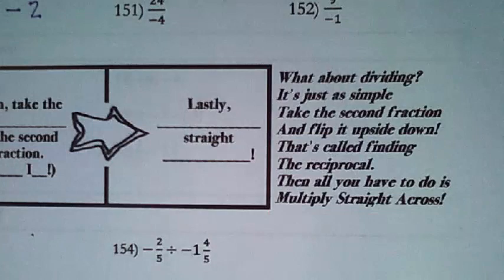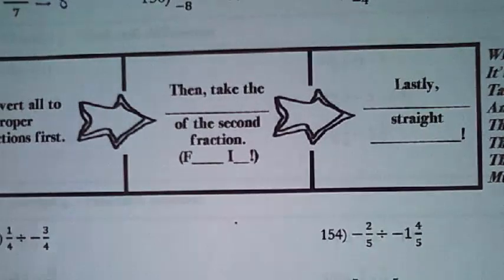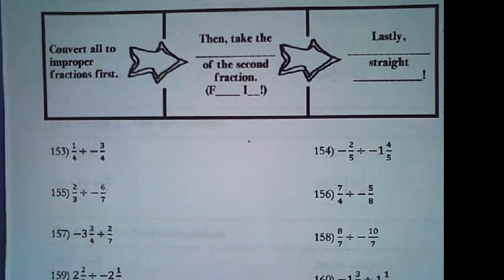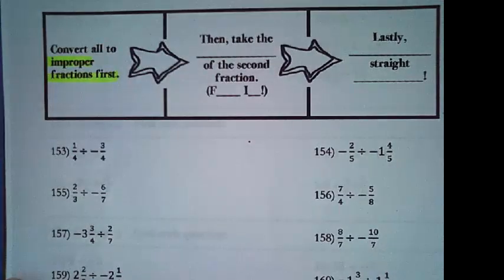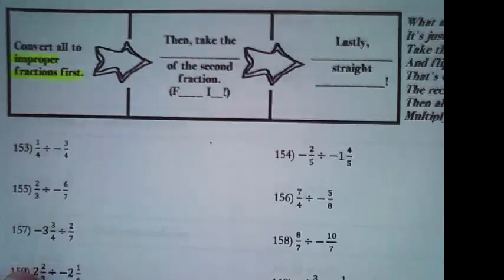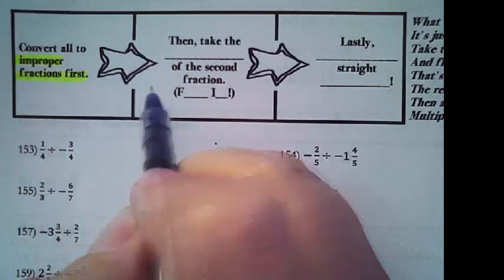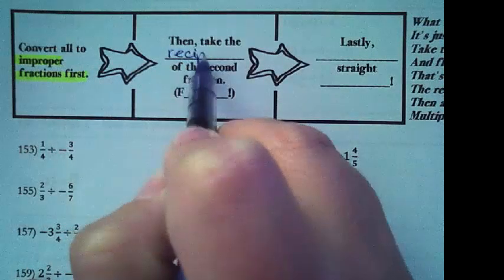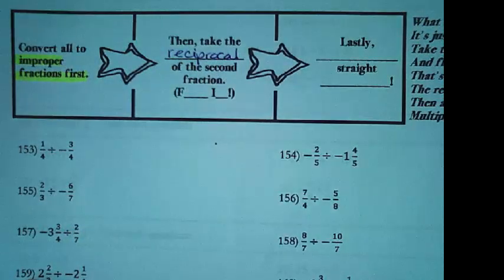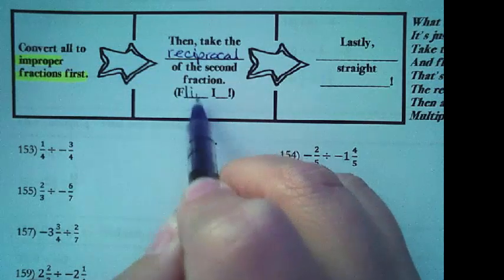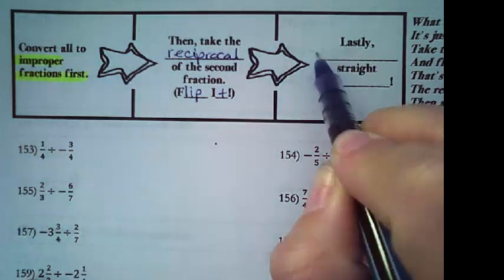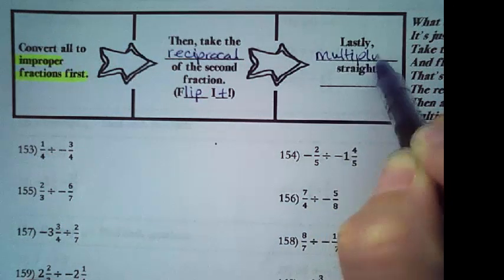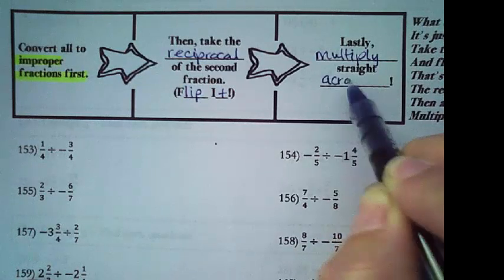So let's take a look at the actual details of what we're going to be doing. Of course, anytime we're multiplying or working with fractions, we are going to convert to improper fractions first. Any mixed numbers become improper fractions. That's the only way this works. Then take the reciprocal of the second fraction. That just means to flip it. That's the reciprocal. That's all it is. Lastly, we are going to multiply straight across. And that's all there is to it.